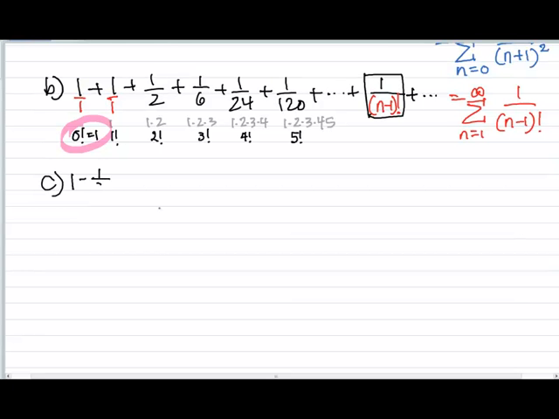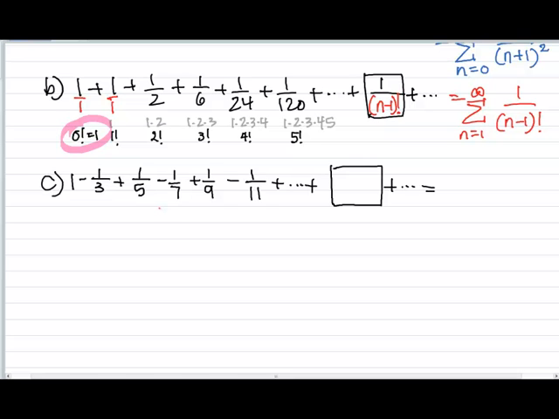And we end up with this. 1 minus 1/3 plus 1/5 minus 1/7 plus 1/9 minus 1 over 11, and so on. What is the nth term? Well, once again, I have my numerator as a 1, but sometimes it's positive and sometimes it's negative. This is what's called an alternating series. Alternating because it goes back and forth from positive to negative.